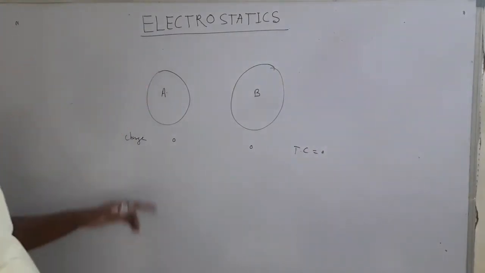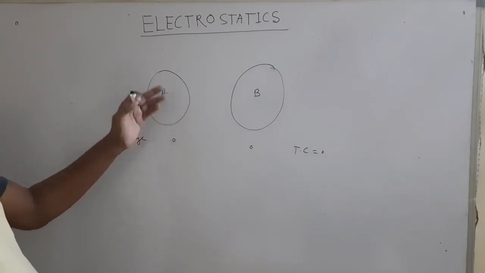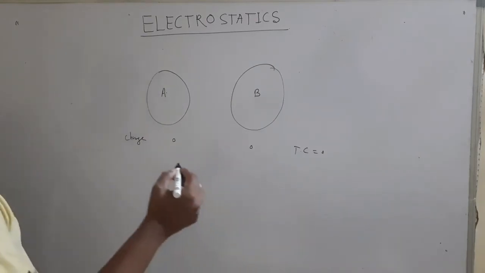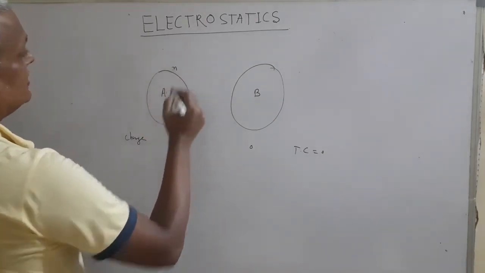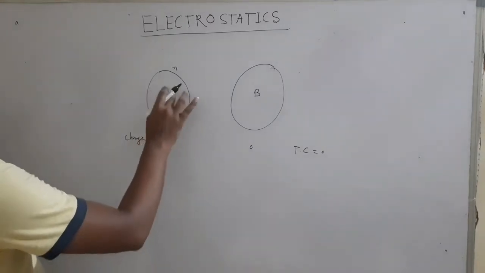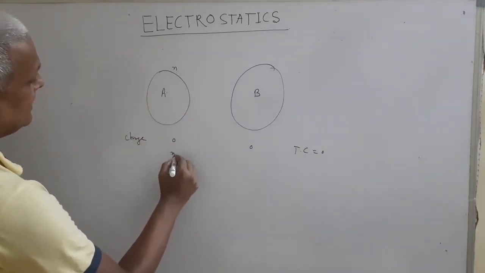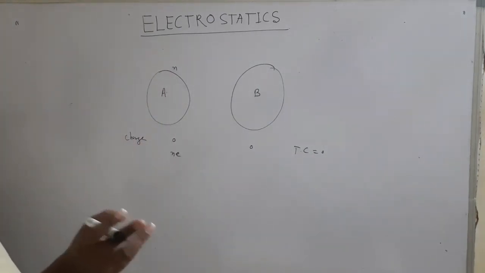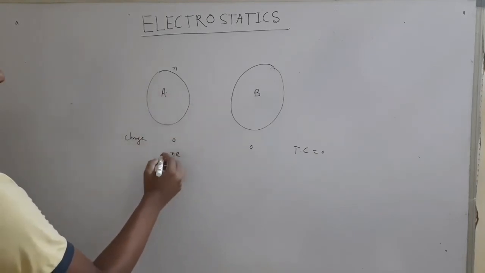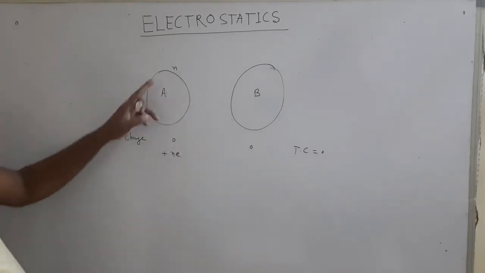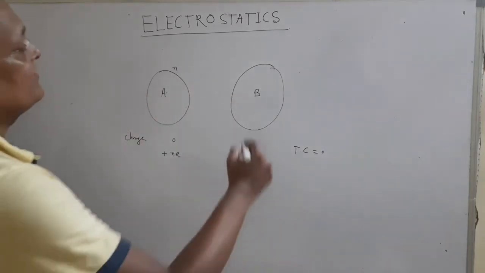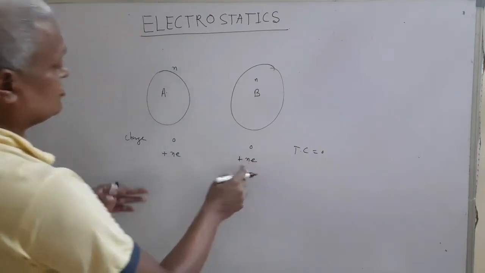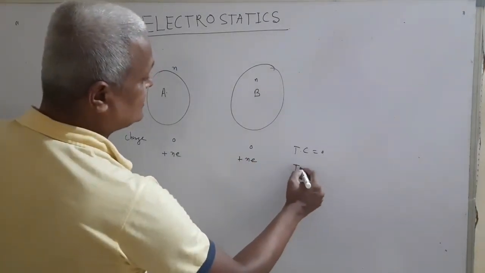is also 0. Now suppose this body has lost n electrons. The charge on this body will become Ne, where n is the number of electrons and e is the charge on one electron, and since it is losing, this will become +Ne. Now here, if this body has gained n electrons, the charge on it will be -Ne. Now just add them up again, and the total charge is just 0.